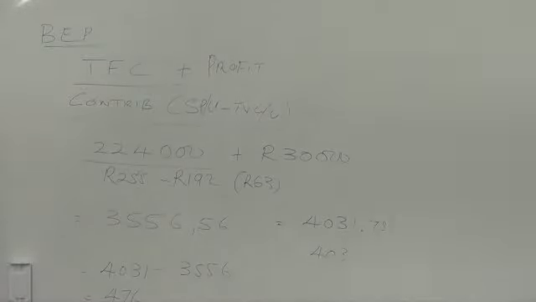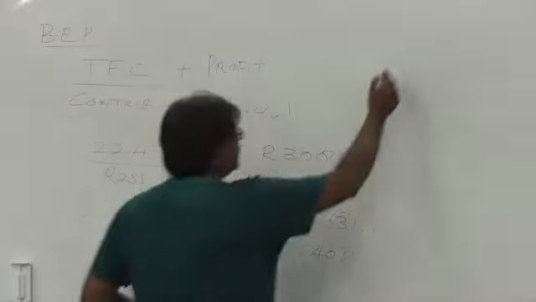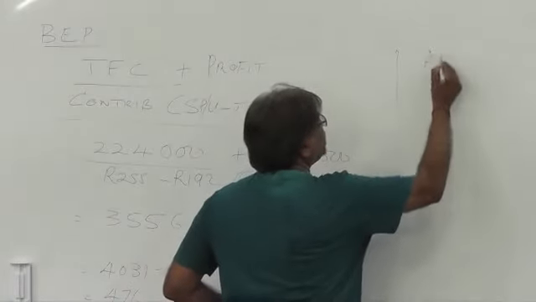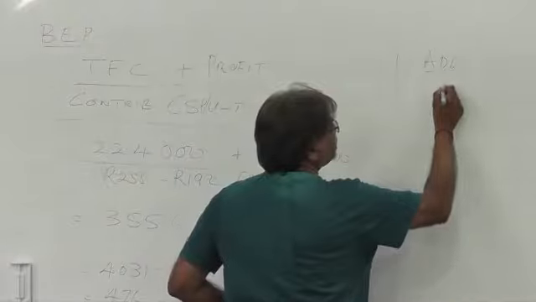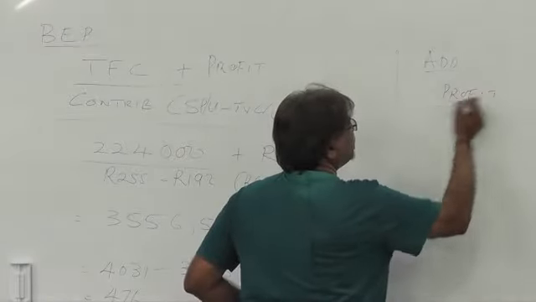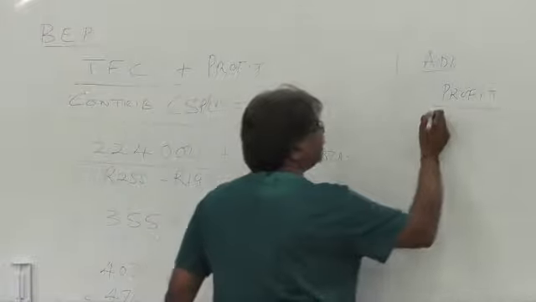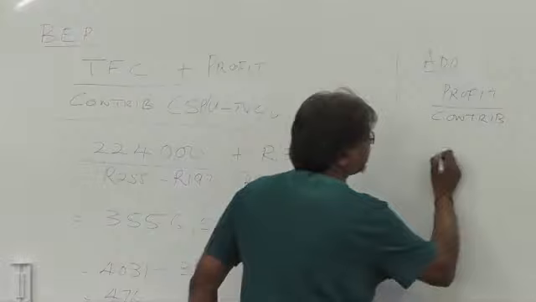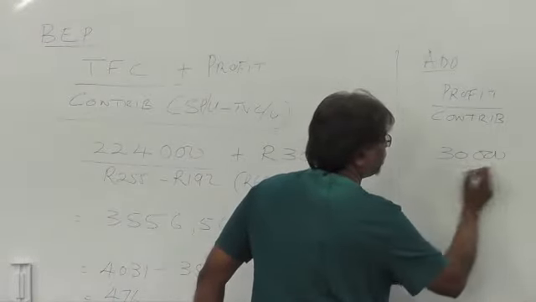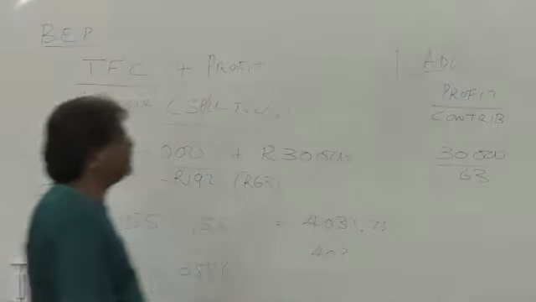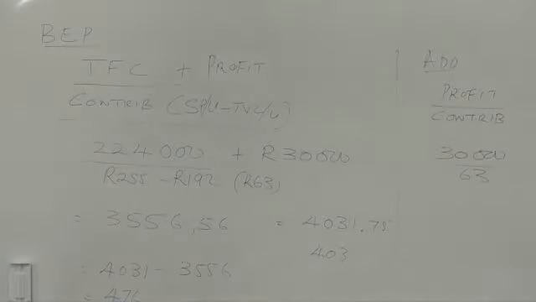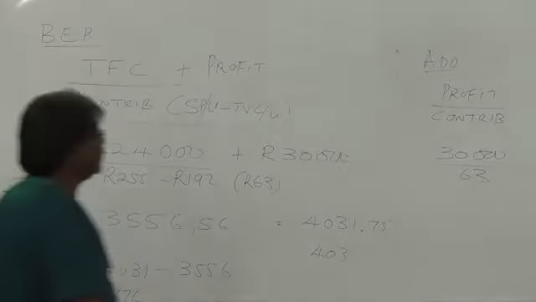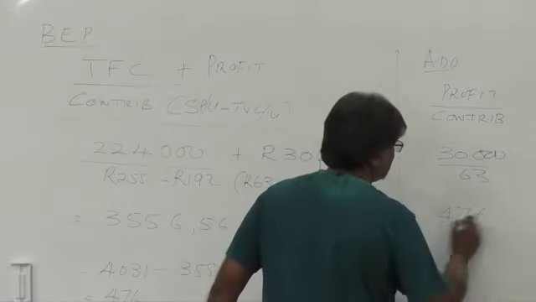Now remember, I'm emphasizing this. If the question is how many additional units you need to make, then there's a shortcut. If they're asking only for additional, then you take a profit divided by your contribution. What's the profit you're requiring? 30,000, am I right? Your contribution is 63. What's the answer? 476.